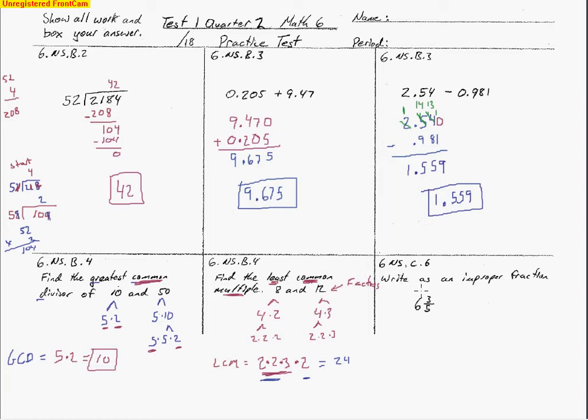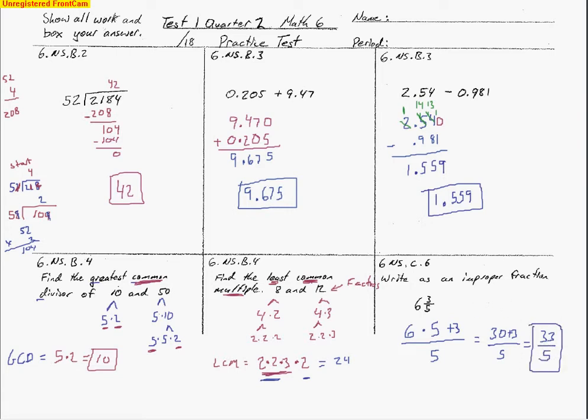Well, the next problem asks us to write as an improper fraction. So the way we do that is we take the whole number, we multiply it by the divisor, and we add the numerator. And then we go ahead and write it over the divisor. So the key is to multiply first. 6 times 5 makes 30, and then add the 3, and it's all over 5. So the answer is 33 fifths.